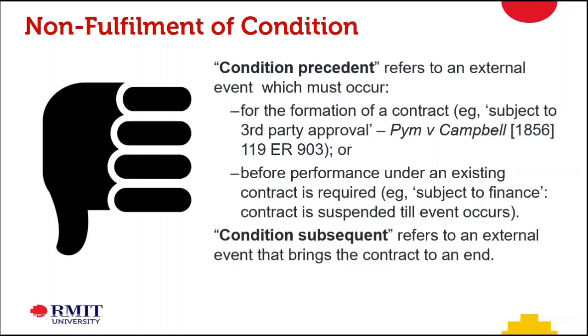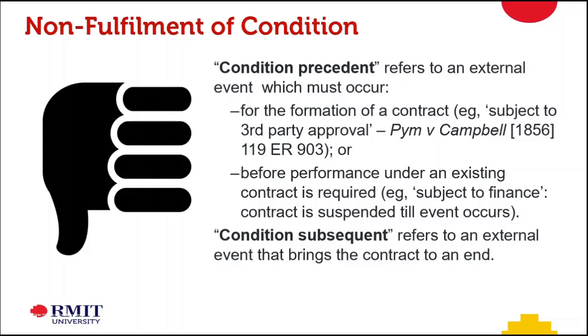Conditions precedent. These are external events which need to occur for the formation of a contract, or before performance under an existing contract is required. Financing is a really good example there. Condition subsequent refers to an external event that will bring the contract to an end. So, for example, sometimes you need to have an agreement in place before you can go and seek a change to a license or something from a government authority.